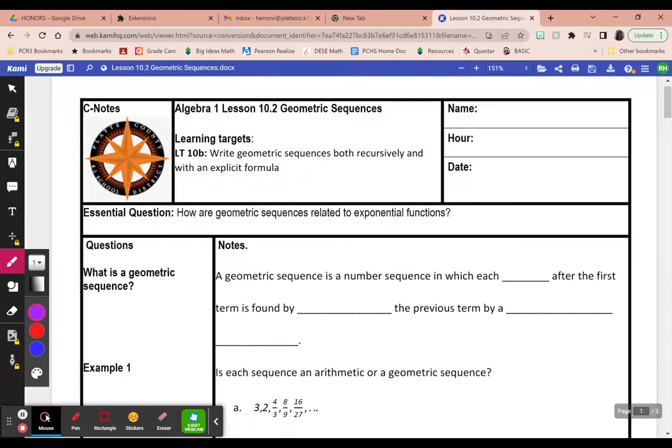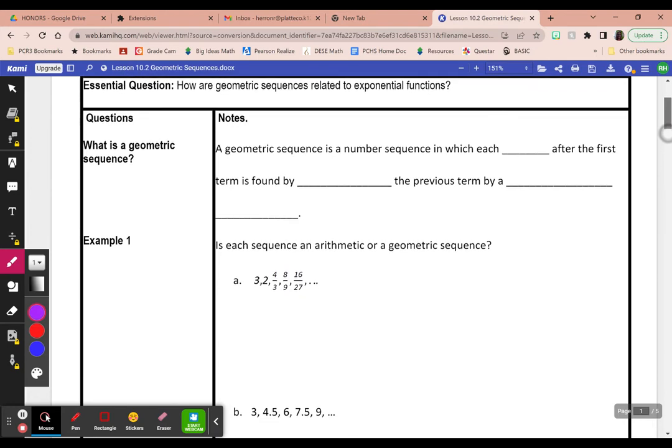All right, we're going to start 10-2 today, an extension of yesterday when we talked about arithmetic sequences. Now we're going to move on to geometric sequences, okay? Writing both recursive and explicit again, and kind of building off what we've already learned on those two, okay?